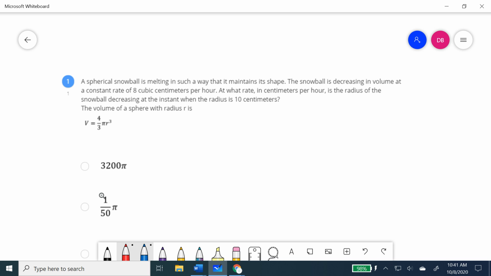Okay, spherical snowball. We've got a volume formula for the spherical snowball. The snowball is decreasing in volume.